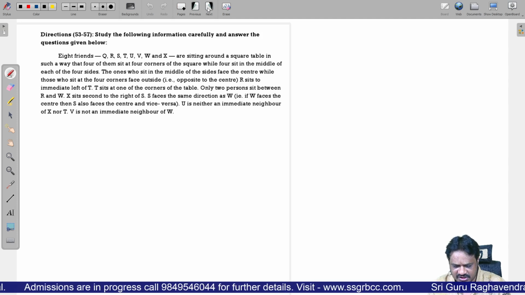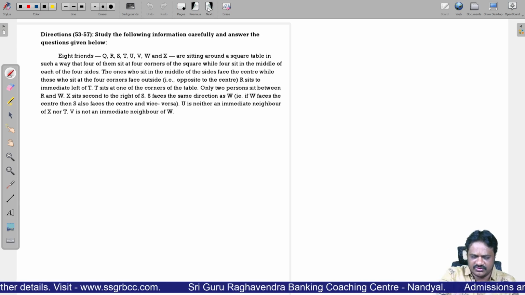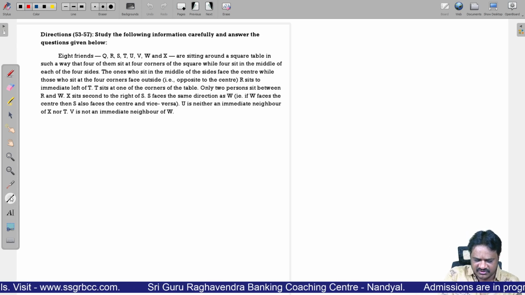2 persons are there between R and W. X is sitting second to the right of S. S is facing the same direction as W. U is neither the neighbor of X nor T. V is not the neighbor of W. Again, 8 persons are there sitting around a square table.